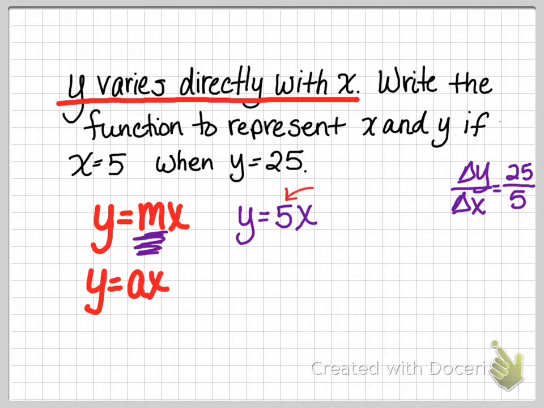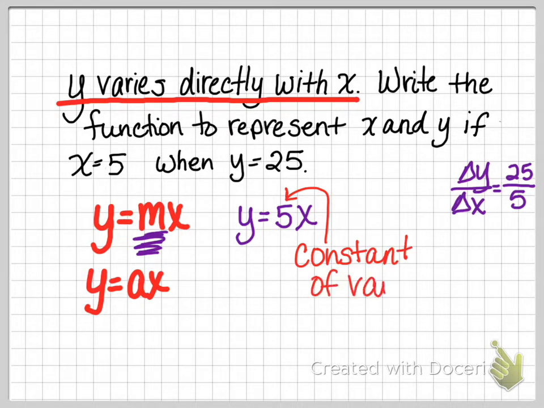It was called the constant of variation, which is also the rate of change. Yep, you're already thinking it. It all means the same thing. All right, so here's my equation.